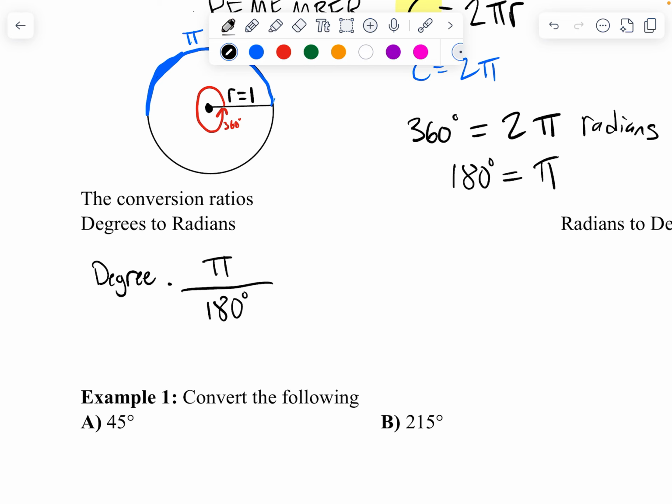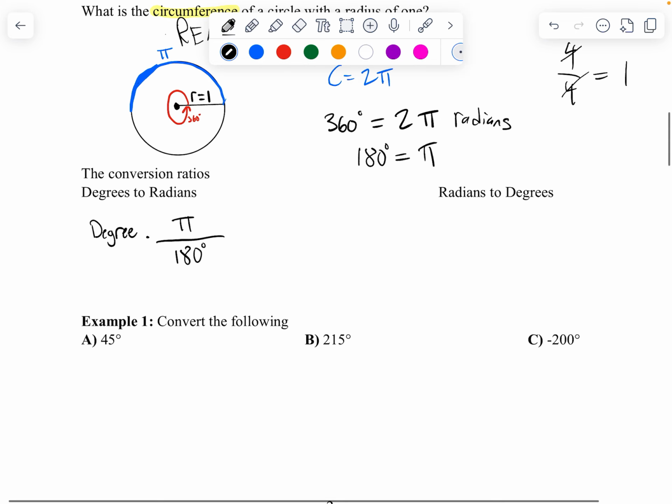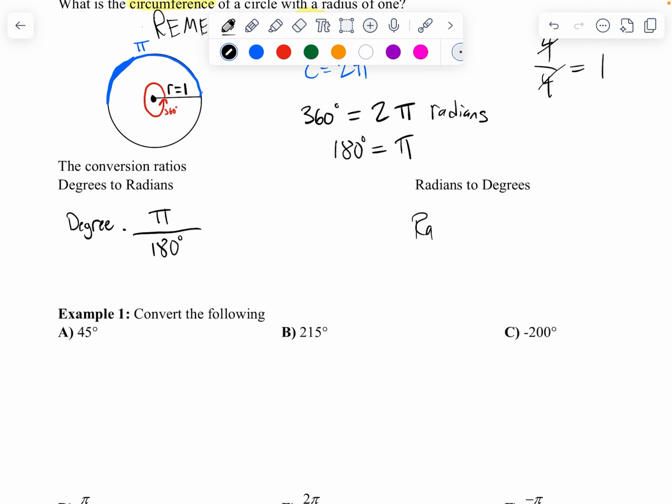So if you need to go from a degree into a radian, multiply by pi over 180. Vice versa, if you start with a radian and you want to go into a degree, you essentially flip that, take the reciprocal, and multiply by 180 degrees over pi. That'll put it into degrees for you because your radian will cancel with your radian and you get a degree symbol left.